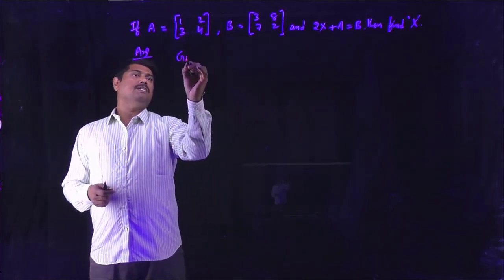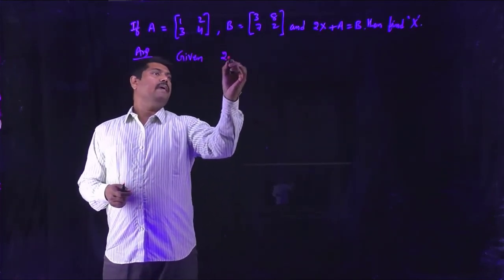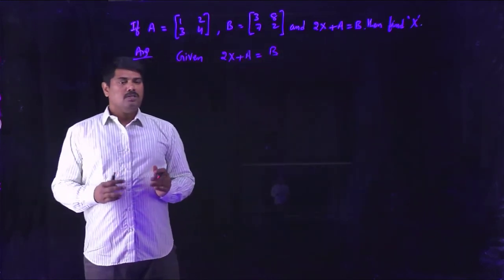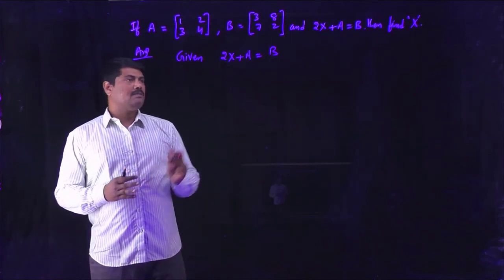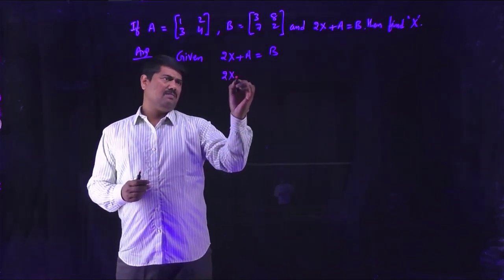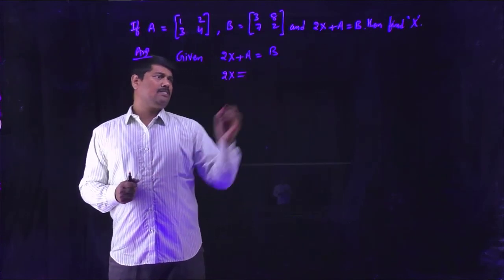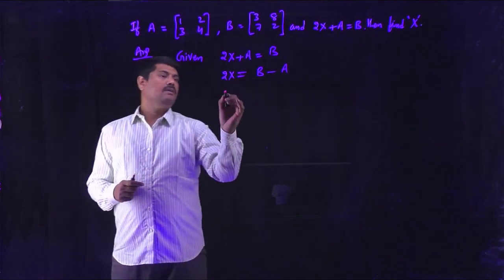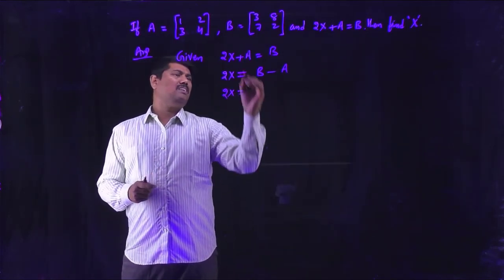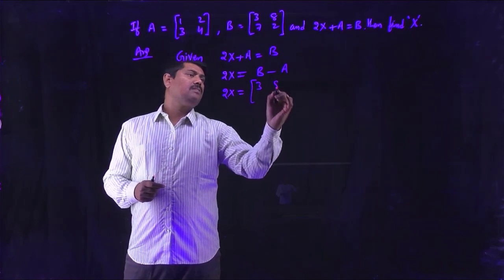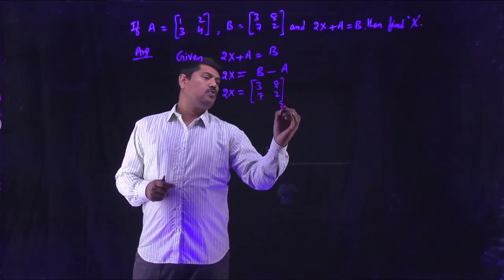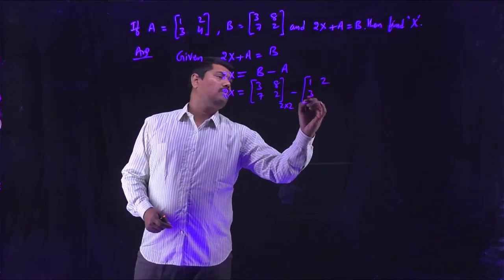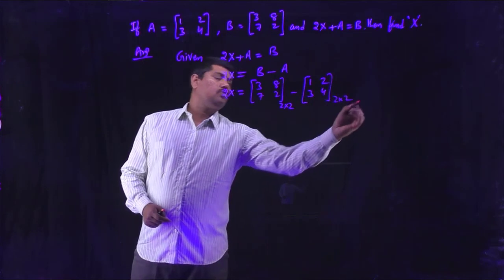So the given condition is 2X plus A is equal to B. We are going to find the value of X. By general calculation, 2X will be B minus A. So you can substitute both given matrices: B, which is 3, 8, 7, 2 of order 2 by 2, minus A matrix 1, 2, 3, 4. This is also of order 2 by 2.